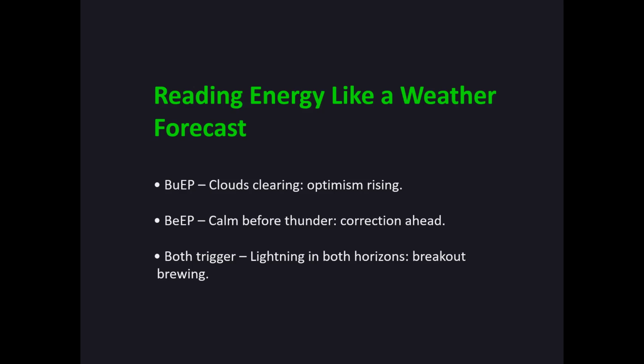But this is the common thing which happens: what goes up will always come down. The same thing is happening in the market. It went up and it is coming down. Bearish EP is the calm before thunder, correction ahead. That's what is happening in the Nifty at present, and most of the stocks are coming down. It reflected on the same day, the 29th, on almost all the stocks.